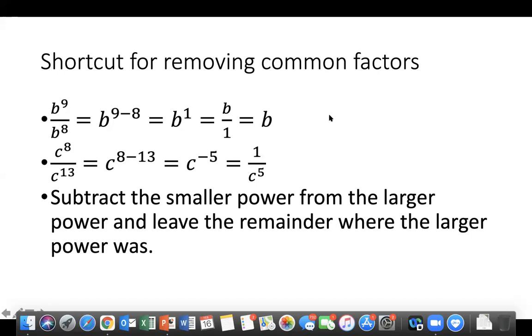So the shortcut, which works well in problems like this second example, is just whenever you see two powers of the same variable on the top and the bottom, just subtract the smaller power from the larger power and leave the remainder where the larger power was, which will sometimes be upstairs and will sometimes be downstairs, right? And that way you can avoid ever having to see a negative exponent, which you're going to have to simplify anyway.